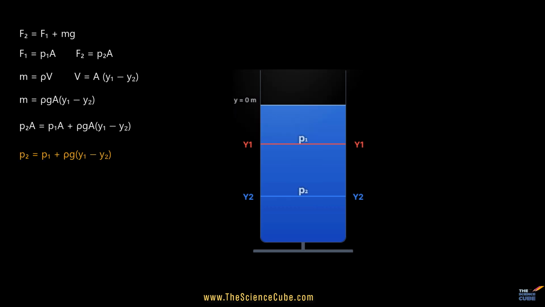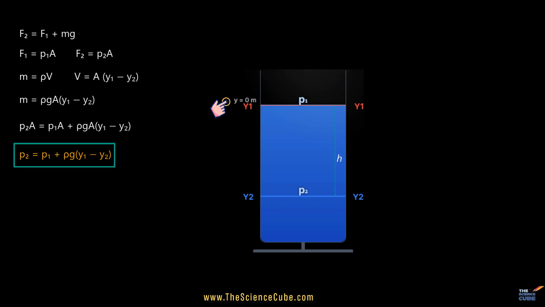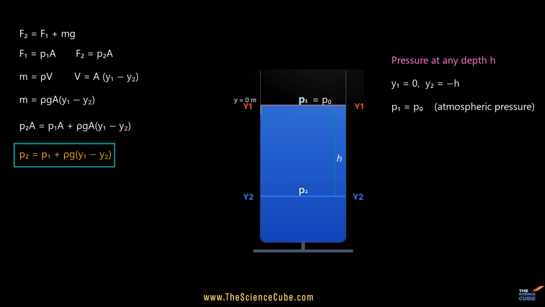So, let us say now we wish to find the pressure P at depth h below the liquid surface. Then using this equation, y1 becomes this level here, that is 0, and y2 becomes this, or a distance h below the surface. And P1 is the atmospheric pressure, often labeled as P0. And if we substitute these values, we get P is equal to P0 plus rho g into 0 minus h, or P is equal to P0 plus rho g h.